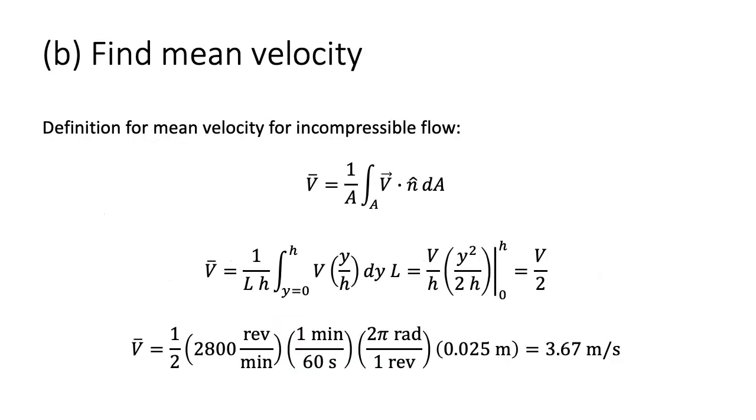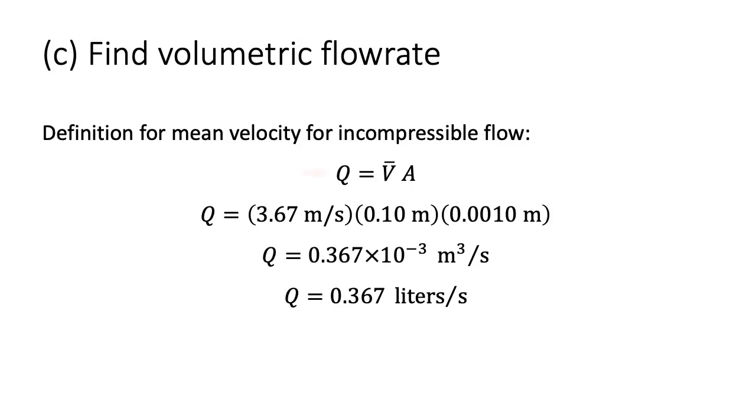For part B, to find the mean velocity, we integrate the velocity over the area normal to the flow and divide by that area. Note that the average velocity is half of the velocity of the top plate, as expected for a linear velocity distribution. Substituting in, we get an average velocity of 3.67 meters per second. For part C, to find the volumetric flow rate, we multiply the average velocity by the area normal to the flow, which gives a flow rate of 0.367 liters per second.